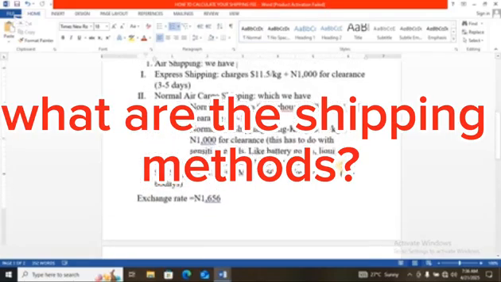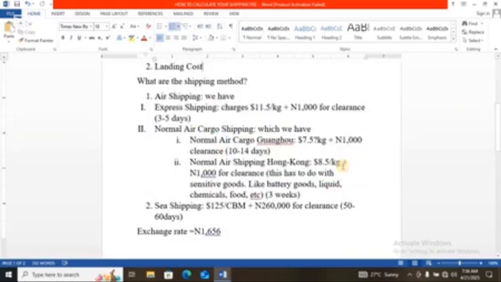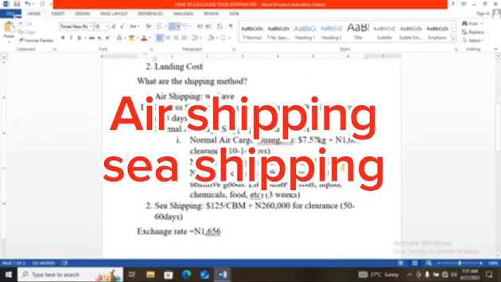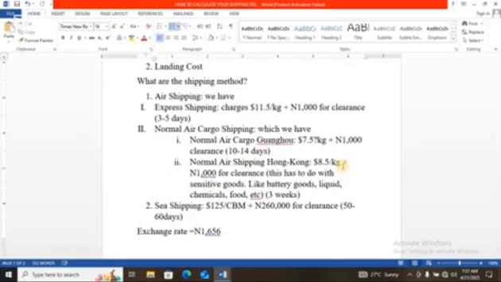Basically, we have two shipping methods. You either ship by air or you ship by sea. So just like I said, what are the shipping methods? We basically have two shipping methods, either by air or by sea. But when you are shipping using air, there are kinds of shipping. So let's move to air shipping.